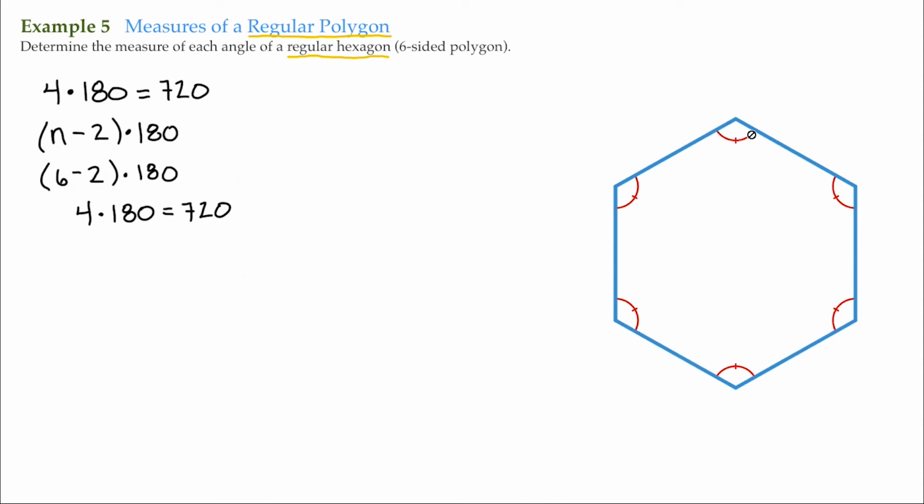If I want to know what each individual angle is, I simply divide by how many angles there are. So 720 is the total of all the angles. Divide that by 6. Then each angle measure has got to be 120 degrees. So I'm just going to go ahead and put that in here, 120. And we're good to go.